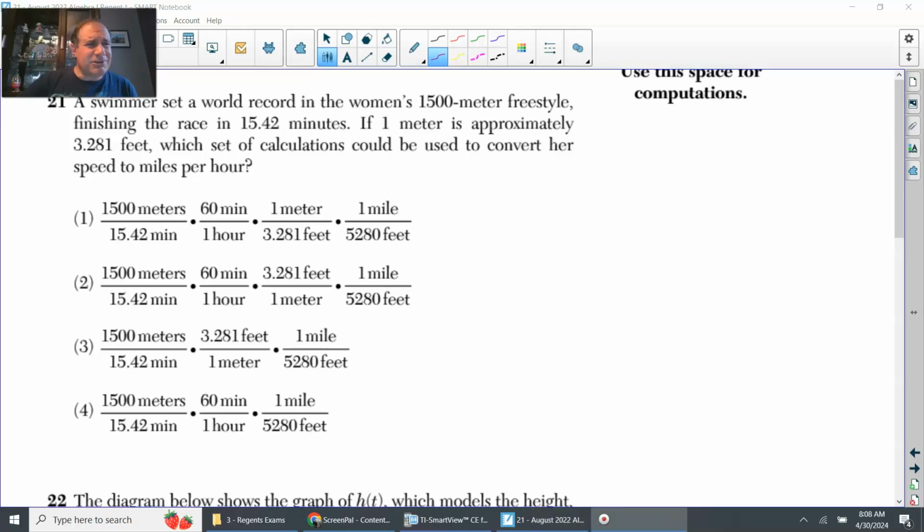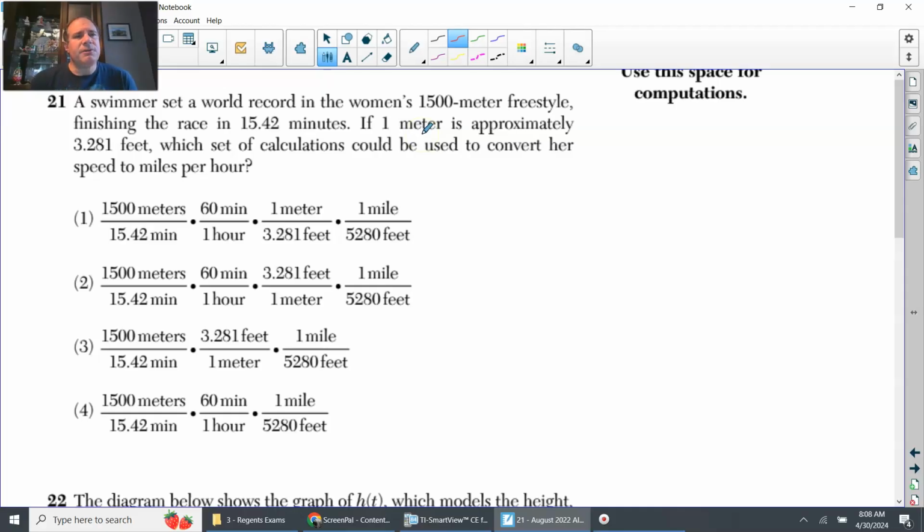Really weird question here, but they always seem to throw it on at least once. It says a swimmer set a world record in the women's 1,500 meter freestyle, finishing the race in 15.42 minutes. That's pretty fast. If 1 meter is approximately 3.281 feet, which set of calculations can convert her speed to miles per hour?